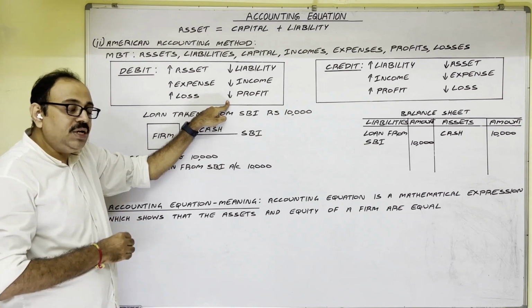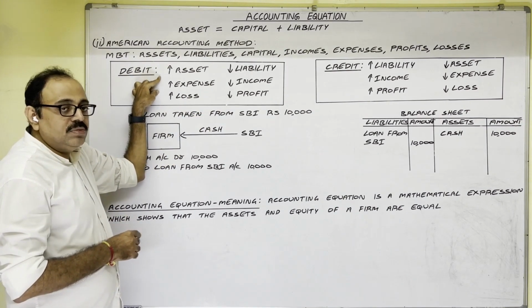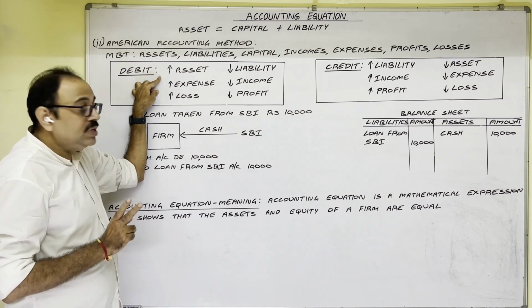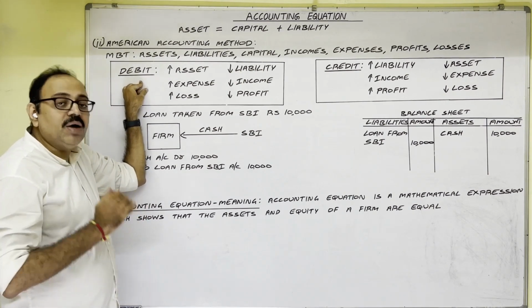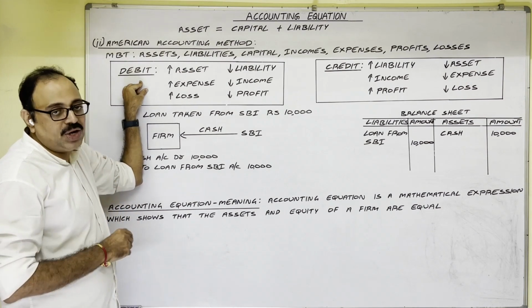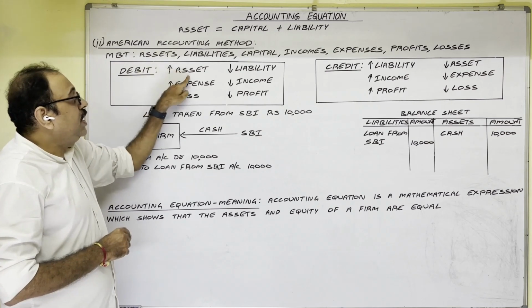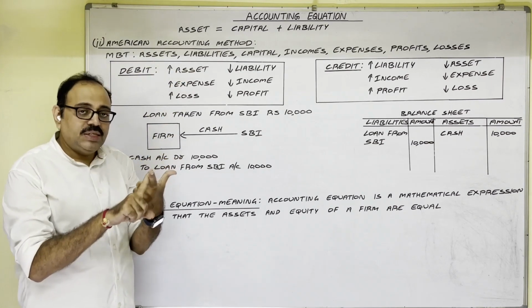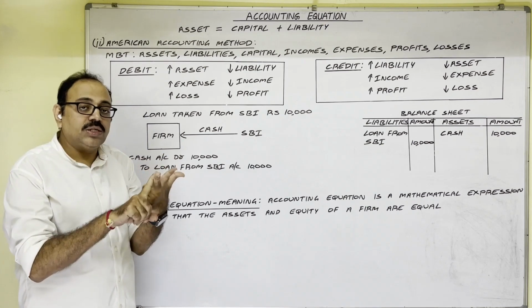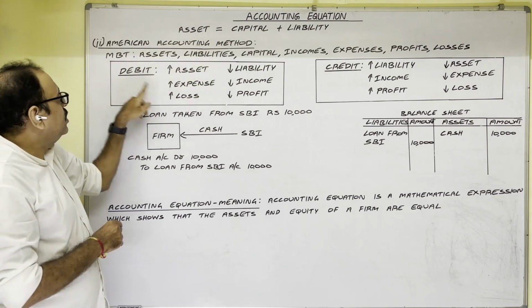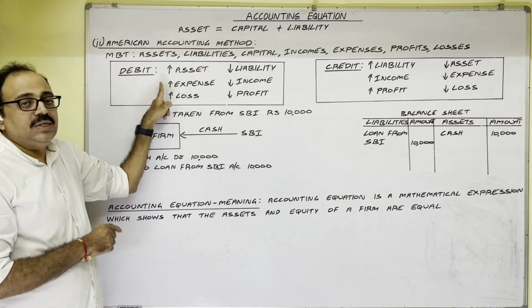In conventional method, personal account, debit means what? Debit the receiver. Real account, debit means what? Debit what comes in. In nominal account, debit means debit all expenses and losses. So in conventional method, receiver, coming asset, expenses and losses are debited. Under American accounting method, debit means this.